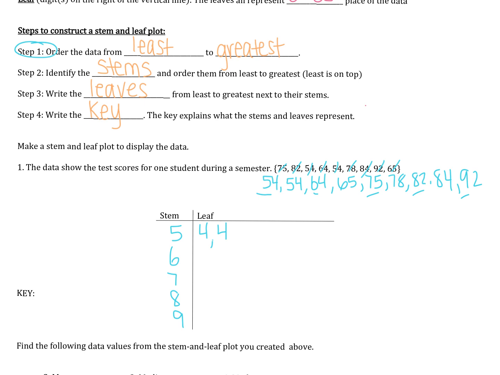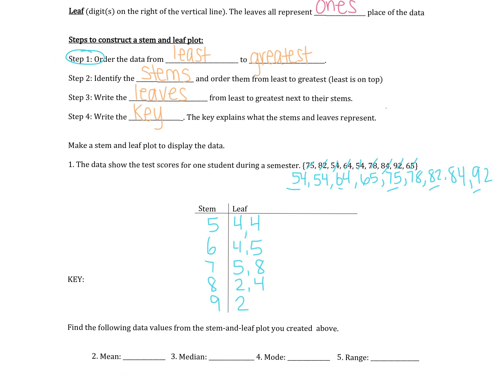And then the next one, I have only 64 and 65, so I'm going to write a 4 and a 5 for both 64 and 65. And then the next one, I have 75, 78, so I'm going to write 5 and 8 for 75 and 78, 82 and 84, and then 92. And now I need to do the last step and make my key. So you make your key showing that you have a stem and a leaf and that it equals 54.